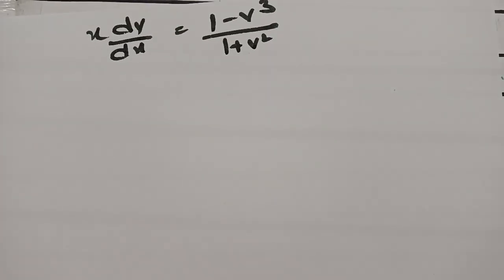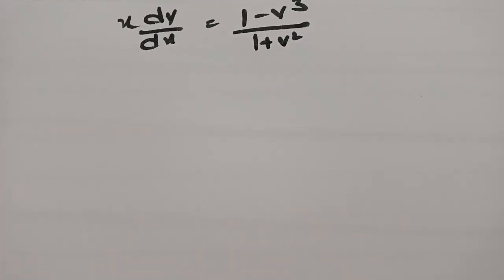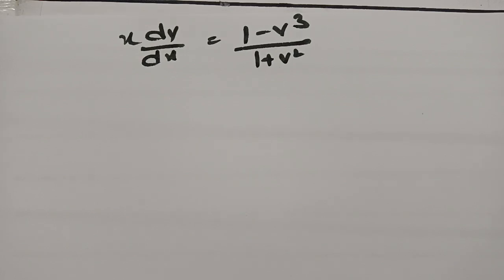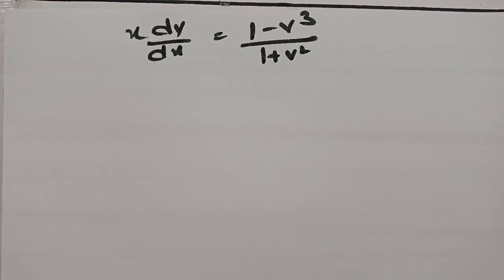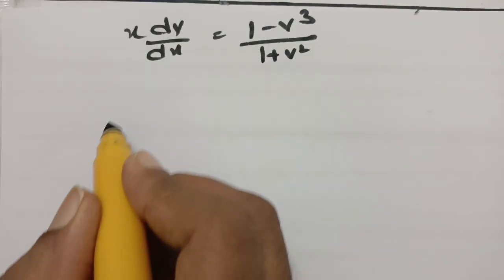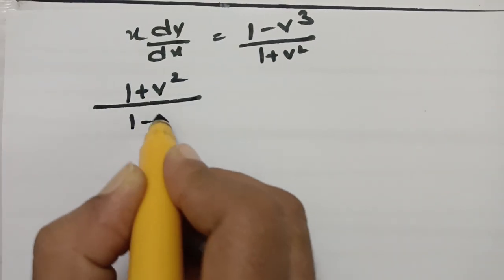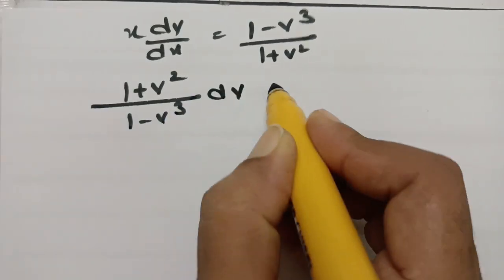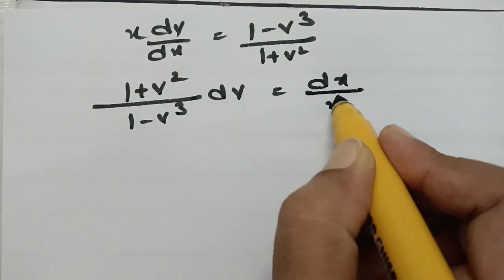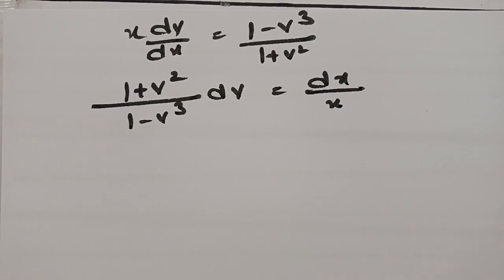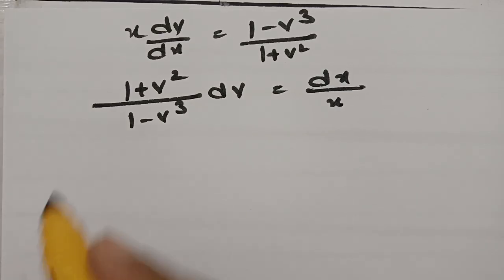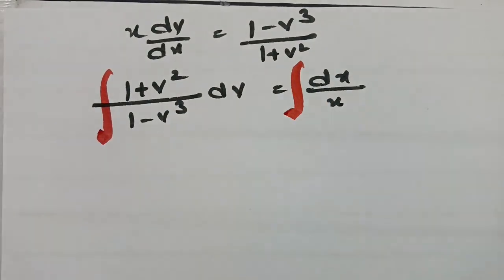And see now what happens here. Now, variables separable. Now I am shifting v to one side and x to one side. If I shift to the other side, this will be 1 plus v square by 1 minus v cube into dv is equal to dx by x. And after separating the variables, now I am going to integrate on both sides. If I integrate on both sides, see what happens here in the denominator.